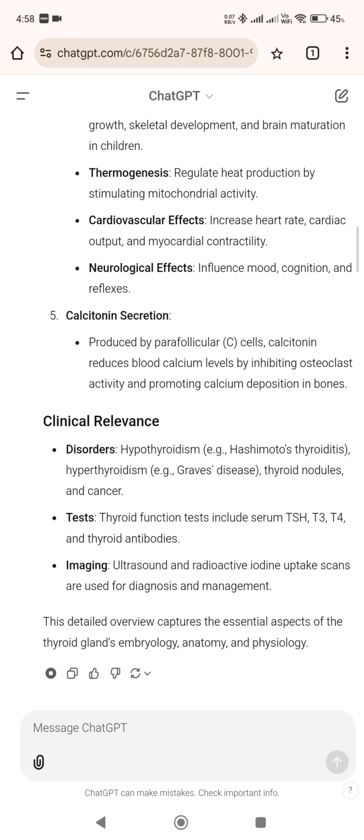Tests. Thyroid function tests include serum TSH, T3, T4, and thyroid antibodies. Imaging, ultrasound, and radioactive iodine uptake scans are used for diagnosis and management. This detailed overview captures the essential aspects of the thyroid gland's embryology, anatomy, and physiology.